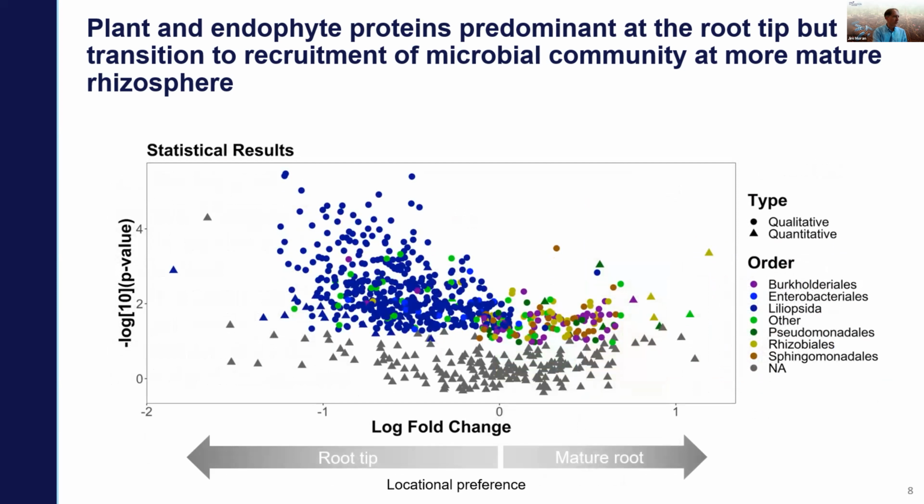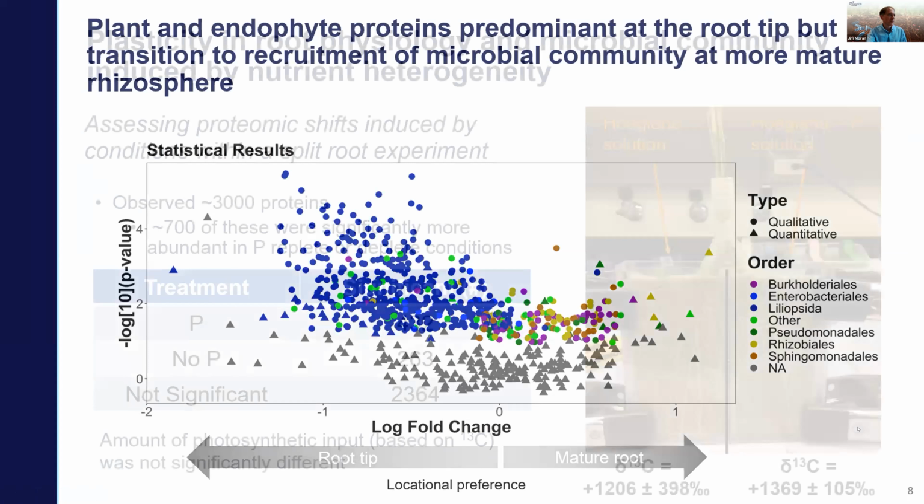Here's just another example, the same type of data. You can see that the dark blue switchgrass proteins are statistically much more abundant, much more preferred in the root tip than the more mature sections of root. And that is in contrast to a few of the other bacterial orders, which have representatives that are more abundant and seem to prefer, if you will, the more mature mid-root section of the samples.